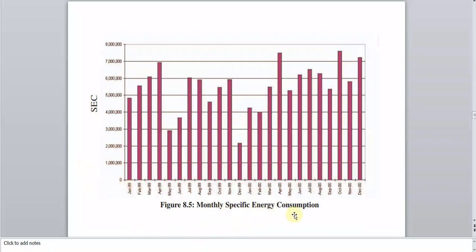Next, after finding out the relation between energy and production data, we should go through the specific energy consumption, SEC, which is in terms of kilowatt hour. You can see here in the x-axis there is a date, per month, from January 99 to December 2000, and on the y-axis this is the specific energy consumption in kilowatt hour. So in January 99, you can see it was more than 4,80,000 consumption, and so on. You can gather the data.